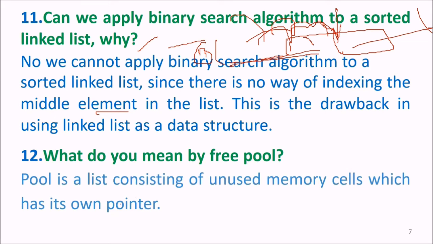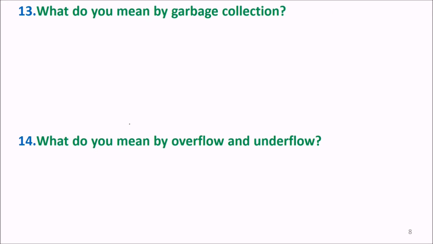What do you mean by free pool? The pool is a list containing the unused memory cells, which have their own pointer. So if memory is scarce somewhere, this free pool can assign the memory, or it can share the memory. What do you mean by garbage collection?